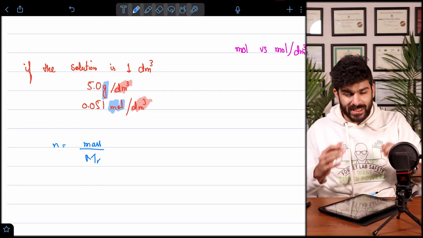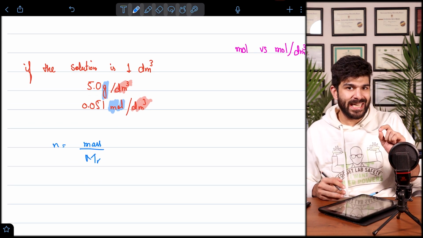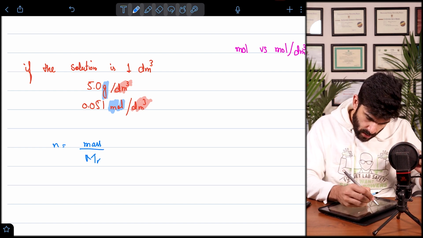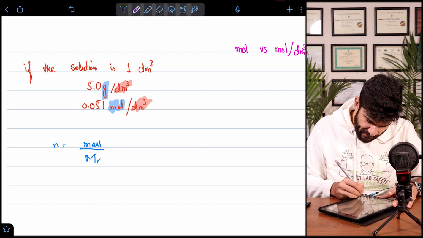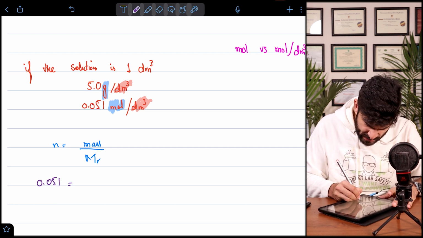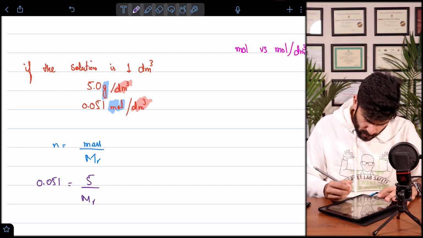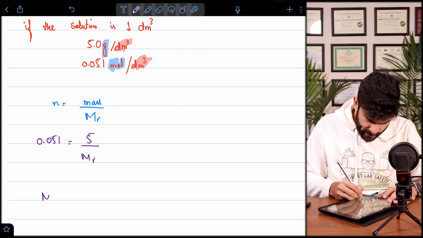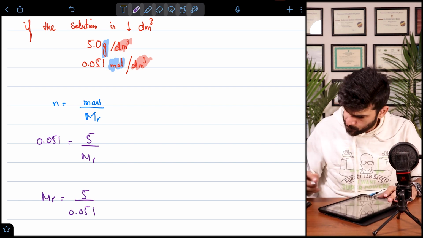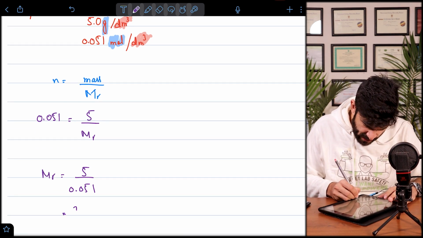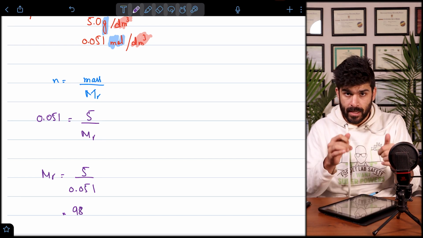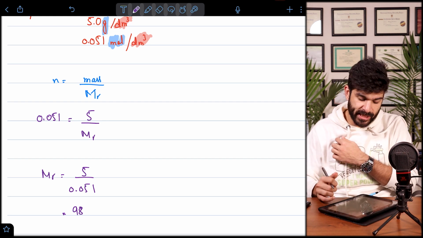So students, using that formula, we can calculate the Mr of the unknown acid. Moles that we have are 0.051 and mass is 5 and Mr is unknown. So we rearrange it, 5 divided by 0.051. The answer is 98. So Mr of the acid is 98. We don't know about the x. We have just calculated the Mr of the acid.